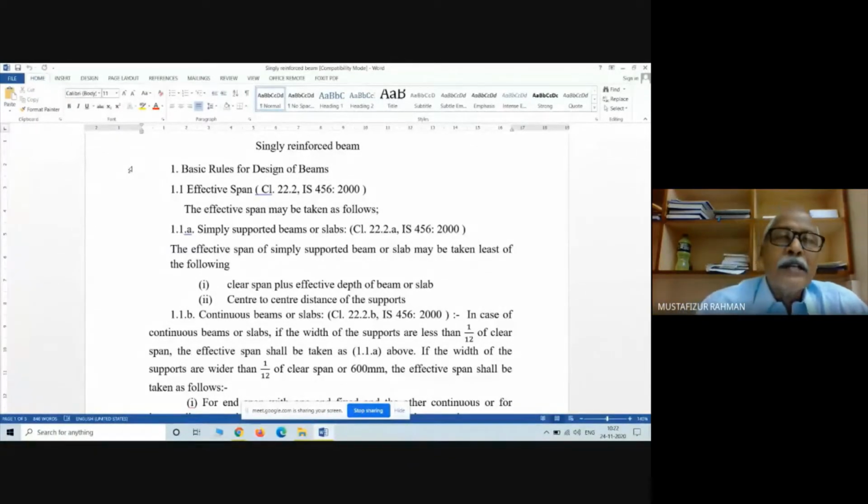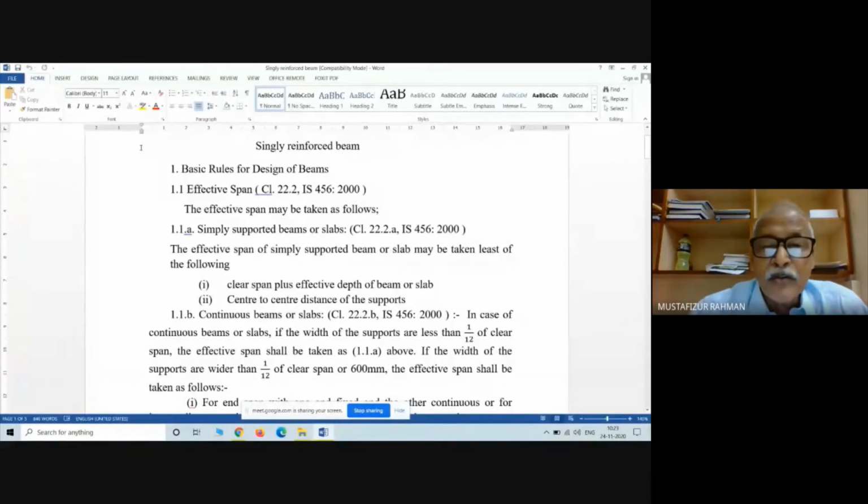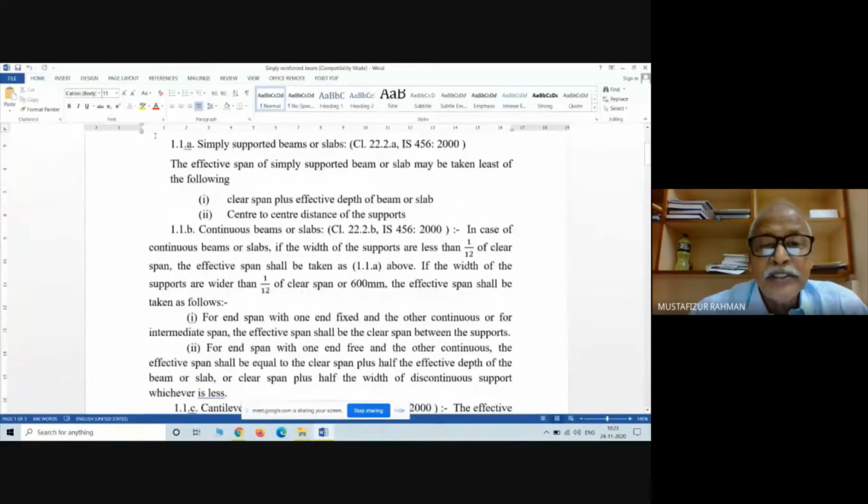Effective depth or depth of the beam is not known, because we are given only the length, then the center to center distance of the support. This may be known, this may not be known. If the supporting width of the beam is given, then this is known to us. So this is the condition for a simply supported beam.